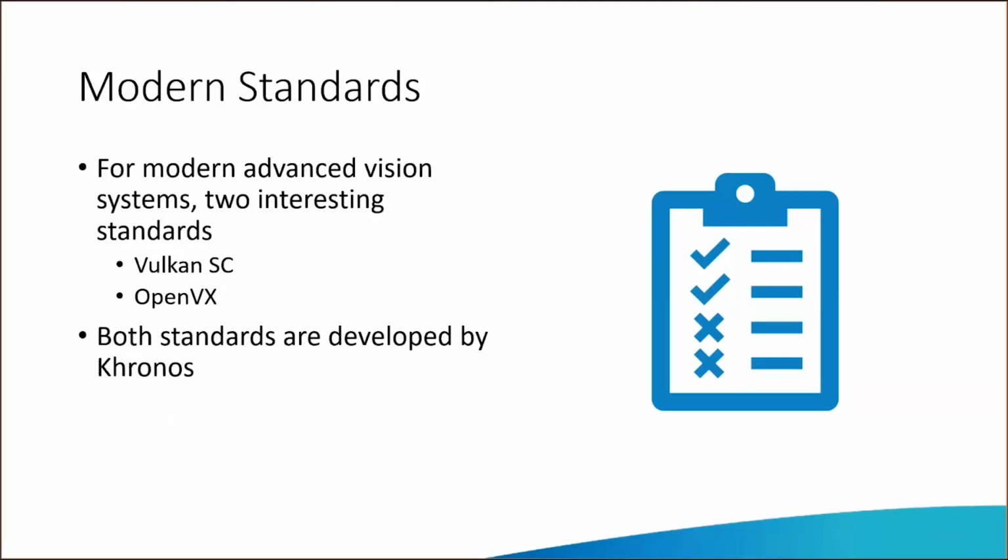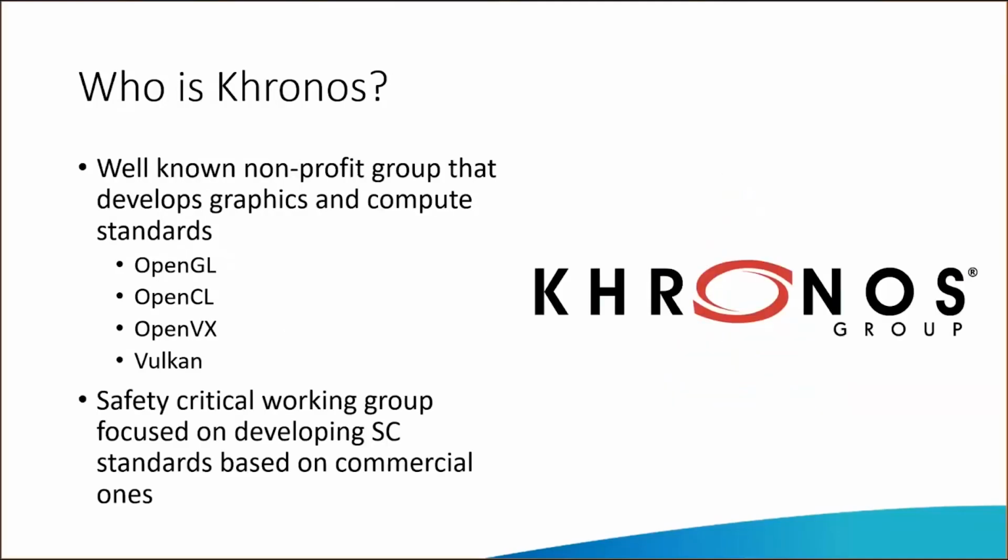Now, the two standards I really want to focus on for this presentation for advanced vision systems are Vulkan Safety Critical, or Vulkan SC, and then OpenVX, and specifically the safety critical version of OpenVX. And both these standards are developed by the Khronos organization. And if you're not familiar with the Khronos organization, they're a nonprofit group that develops several graphics and compute standards. They've existed for a long time. They originally started developing the OpenGL standard, and some other standards that they've worked on are OpenCL, OpenVX, and Vulkan, which you might be familiar with.